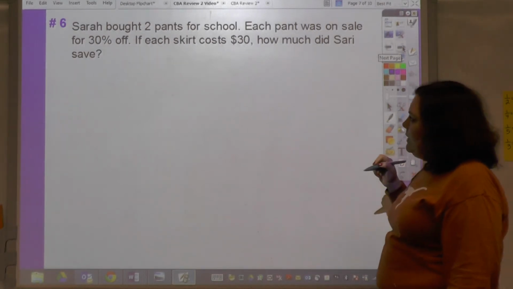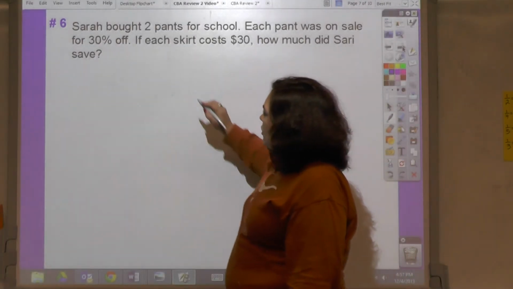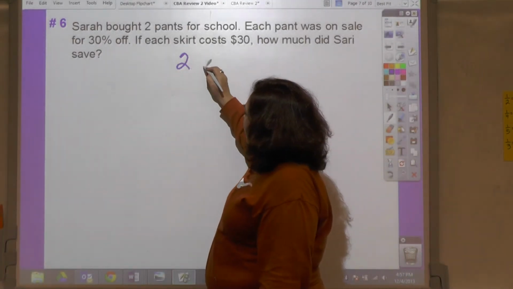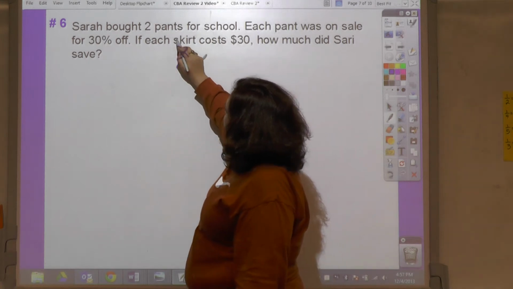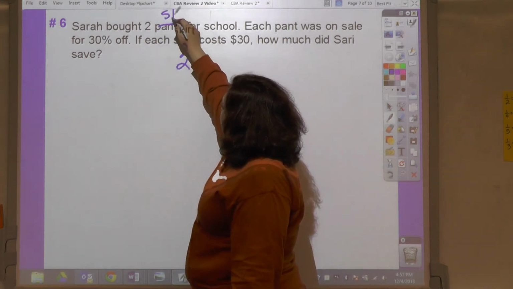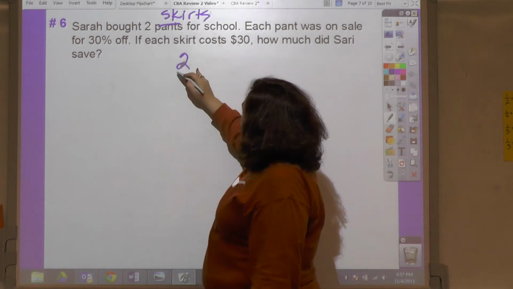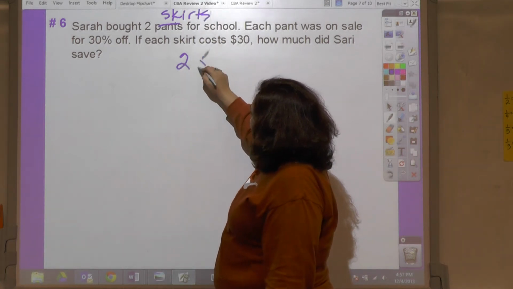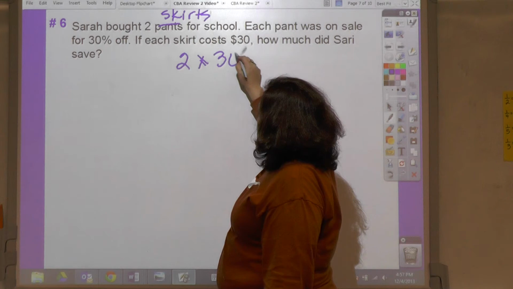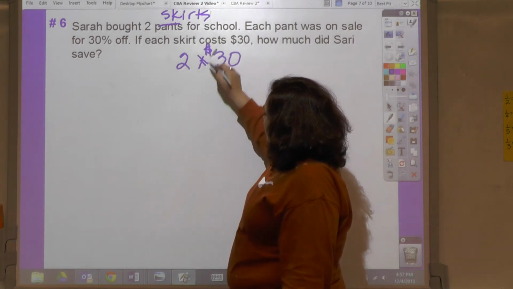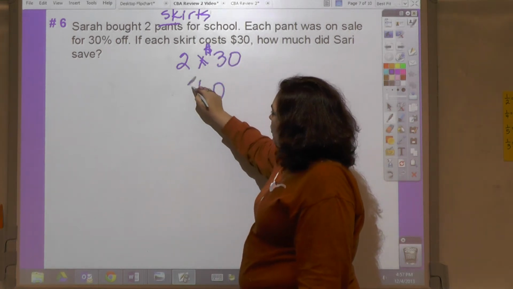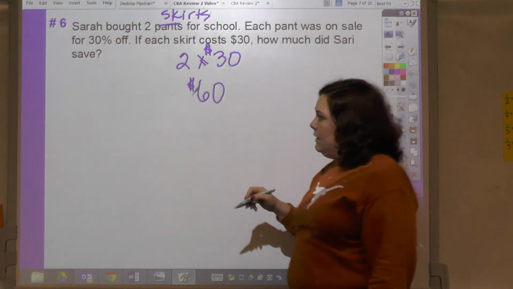Sarah bought 2 pants for school. Each pant was on sale for 30% off. If each skirt cost $30, how much did Sarah save? So we've got a situation here. She's got 2 pants, or I guess it's skirts. 2 skirts, and they each cost $30, 30% off. So her total amount that she's purchasing that's discounted is $60.